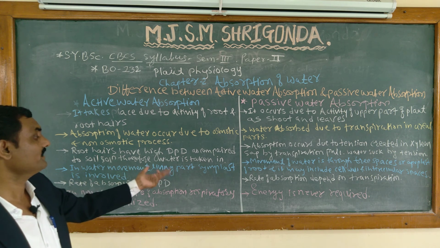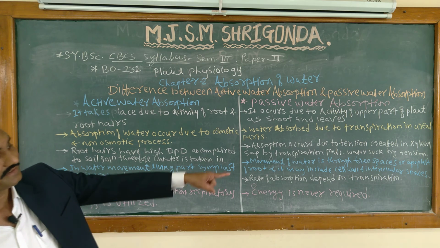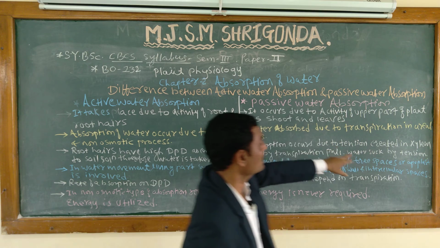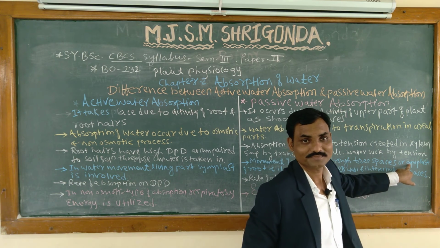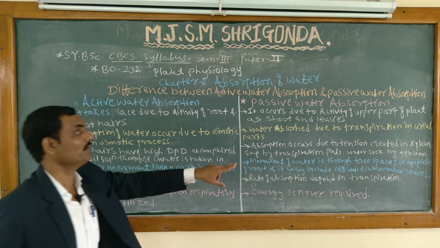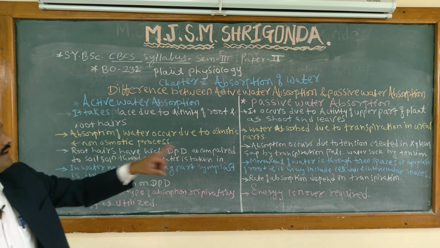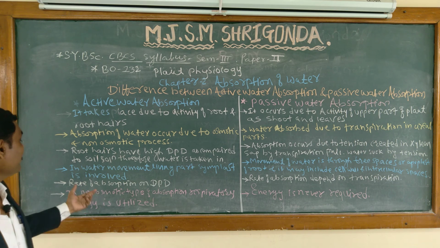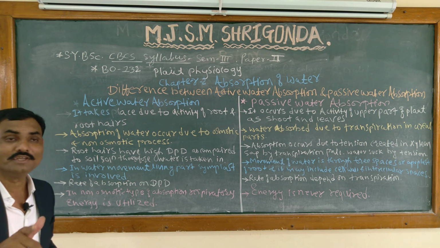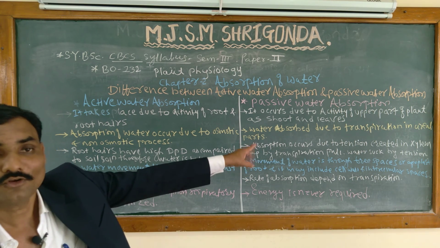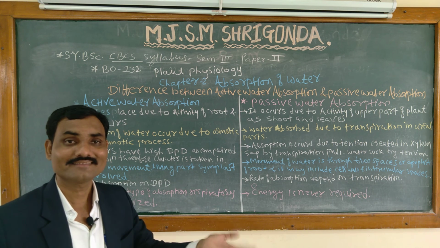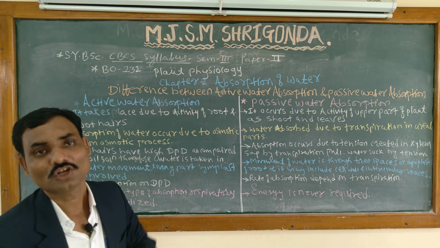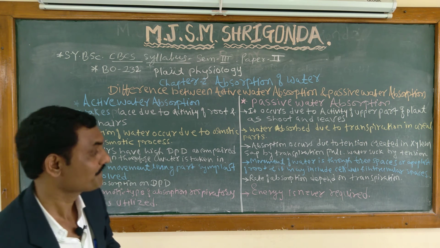Then in water movement, the living part is symplast, and in passive water absorption, there is apoplast. Passive has apoplast, active has symplast. Remember this. Then in active absorption, the rate of absorption depends on DPD. Here the rate of absorption depends on transpiration, which means the transpiration rate. If there are open stomata, transpiration will be fast. Loss of water will take place very fast.